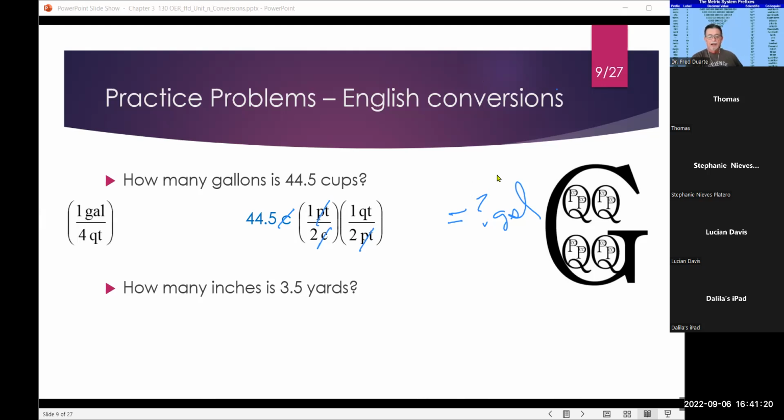Okay, and then finally, I know that there are 4 quarts of the gallon, and I set it up with the quarts in the denominator so they can cancel with the middle factor, and there I got it all set up. All my units cancel, and I'm good to go. Now it's a matter of plugging in those numbers.